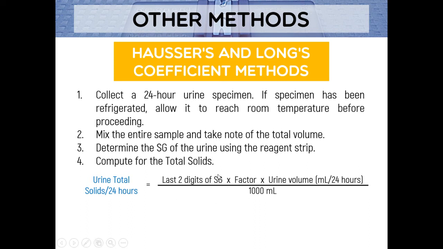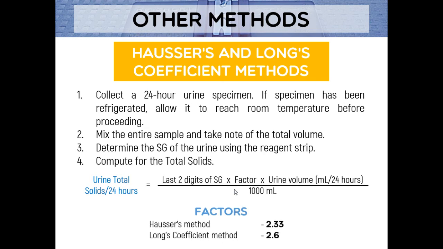So again, this is the formula. You have the last two digits of SG times a factor, which is a constant, and urine volume, ml per 24 hours, over 1,000 ml or 1 liter. So 1,000 ml is the standard that they tested when they were creating this formula. Okay, and again, the difference is only in the factors. Hauser's uses 2.33 and Long's uses 2.6.